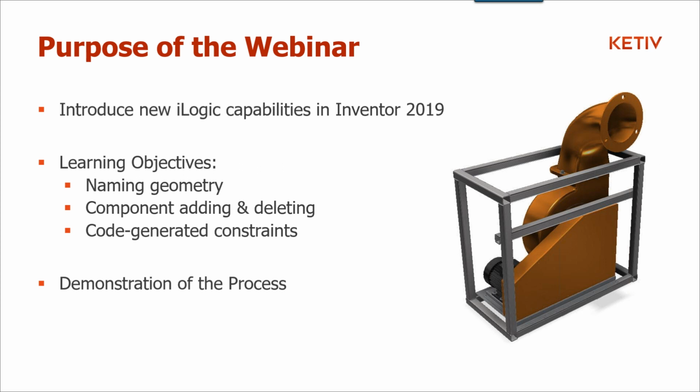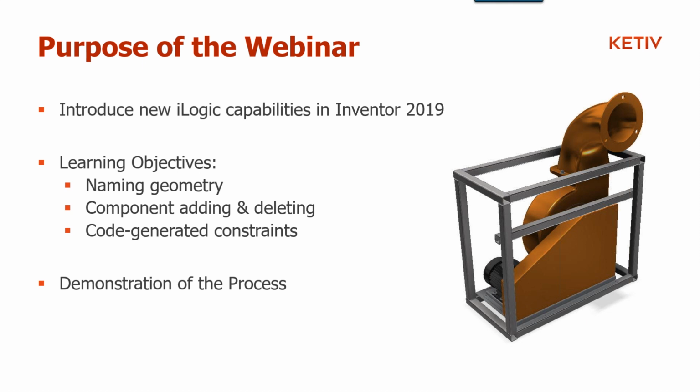Specifically, with the learning objectives we want to go through today, they have added some capabilities where you can name geometry. So faces, edges, and vertices, you can name them now, which makes it a whole lot easier when you're writing code so that you know how to mate or assemble two parts together. They also have some new snippets, or easy commands, that make it simple to add or delete components from your model. We're going to see how we can do that in our demonstration. And they also have some snippets around constraints, so you can add mates, you can add flush constraints, you can do all of that through code.